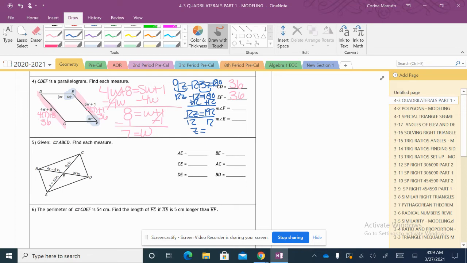We divide both sides by 12, and we get z equals 192 divided by 12. That gives us 16. So now I take that z and plug it in. So 3 times 16 gives me 48. So angle F is 48. And then I plug it in the other one. So 9 times 16 minus 12 gives me 132, which is angle E. So angle E is 132, and angle F is 48.